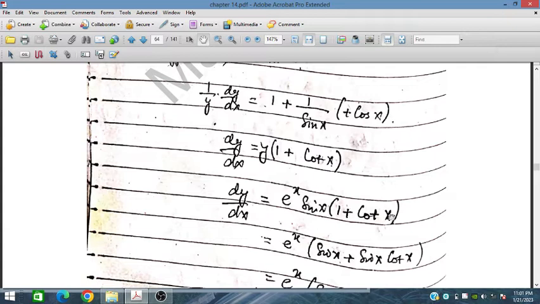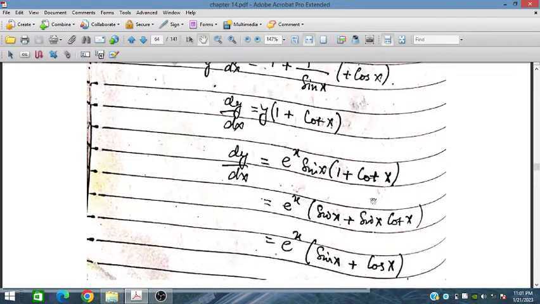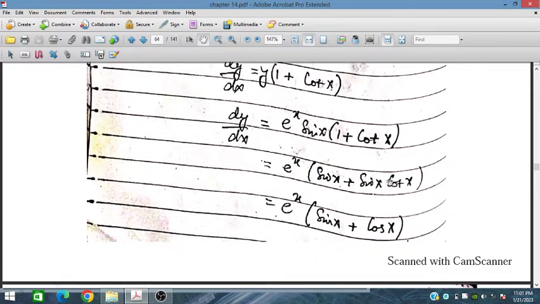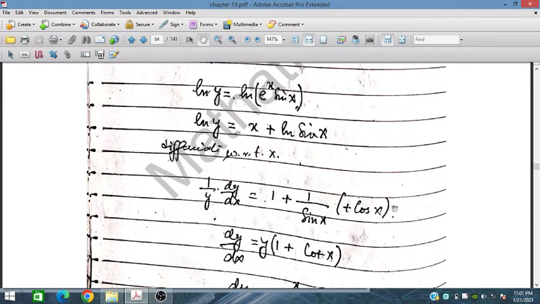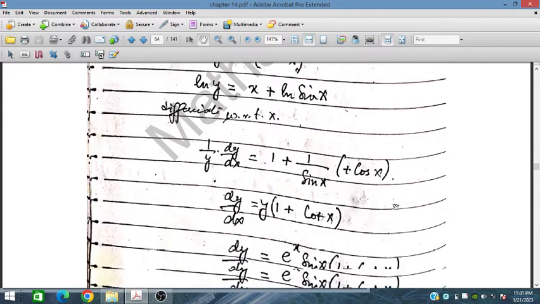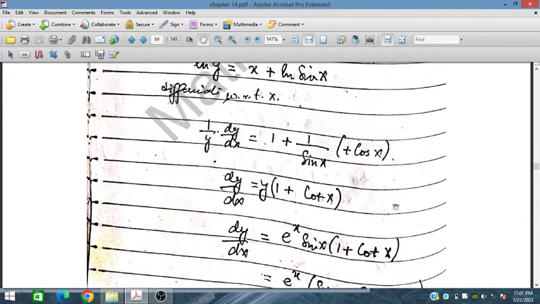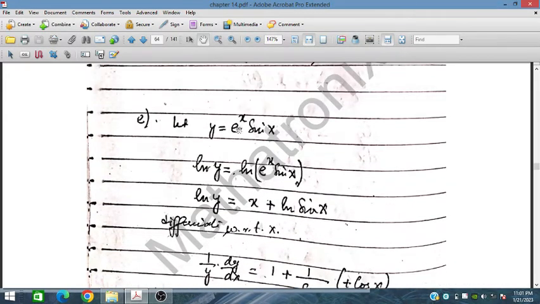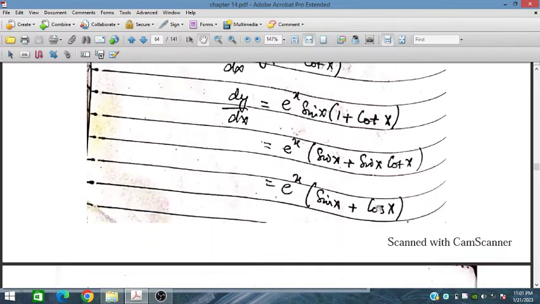In place of this we have 1 plus cot x, so we'll multiply sin x with this. This is cos upon sin, so the sin will cancel with this, and this becomes cos x. So e power x sin x times sin x plus cos x. So dy by dx will be e power x sin x times sin x plus cos x. So this is very important.